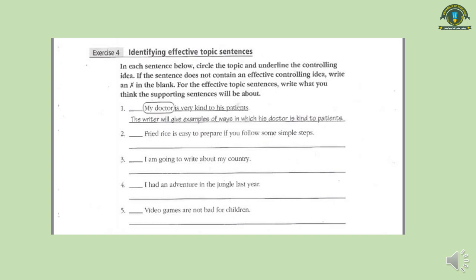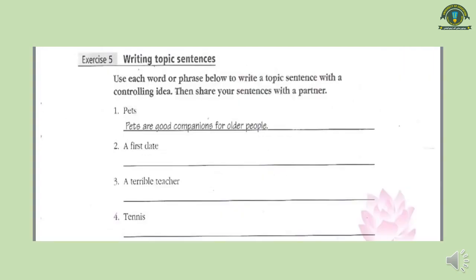So this is in a way a rehearsal of what we have gone through, knowing the topic and generating the controlling ideas from those topics, and then writing the topic sentence. Use each word or phrase below to write a topic sentence with a controlling idea. Then share your sentence with a partner. So you can do it at home, and you can share it with your fellows.